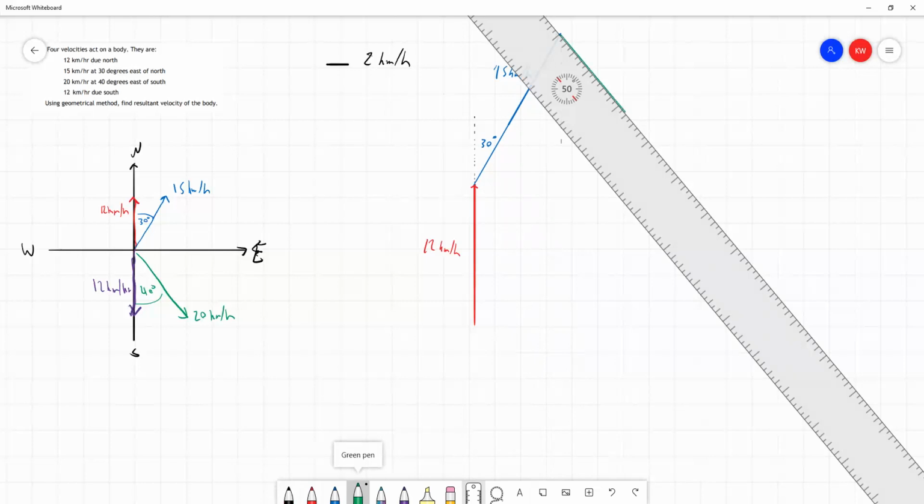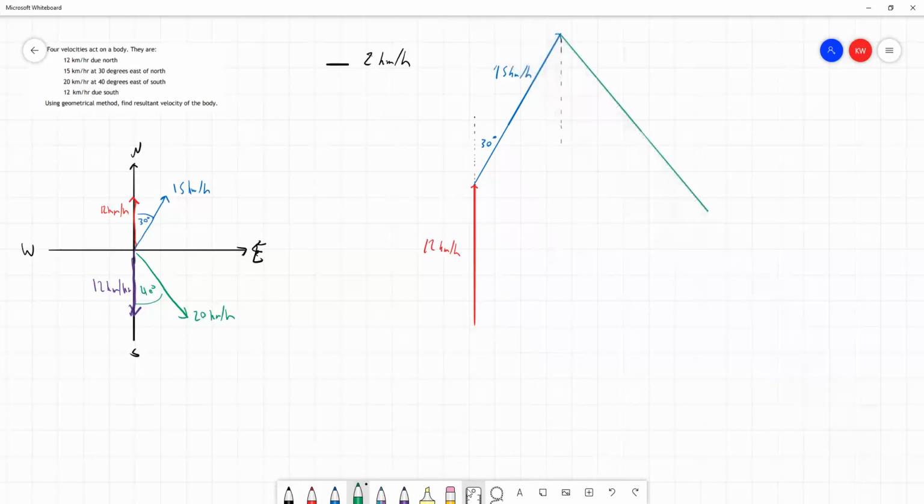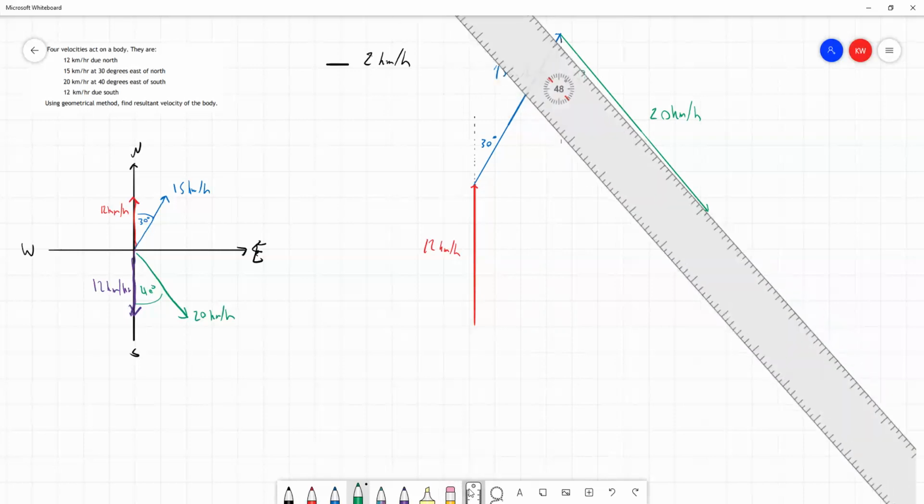1, 2, 3, 4, 5, 6, 7, 8, 9, 10. I think that's not too bad. And so I'll draw a wee arrowhead in here as well. I'll mark on the size of the vector, 20 kilometers per hour, and also marking that angle as well. That was 40 degrees I measured round, and you can see how that compares to the 40 degrees on the free body diagram. The last thing I have to do is a bit easier.